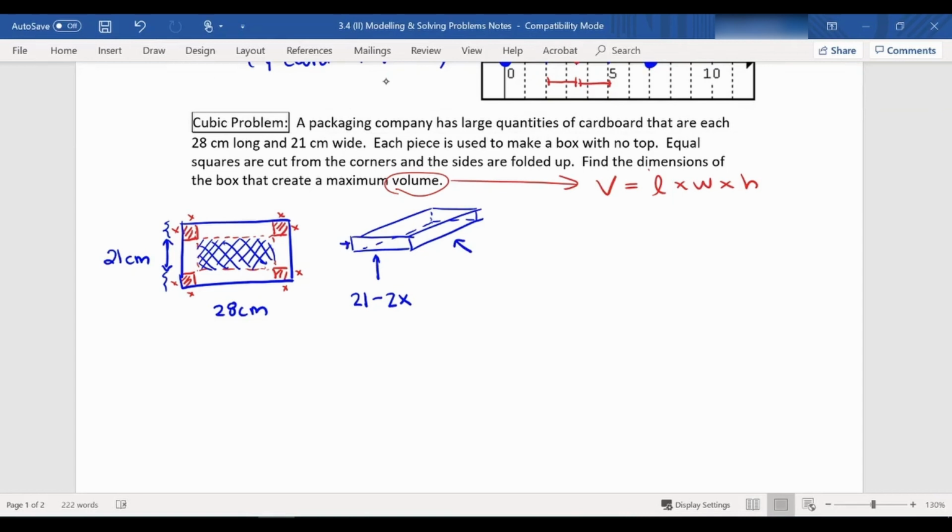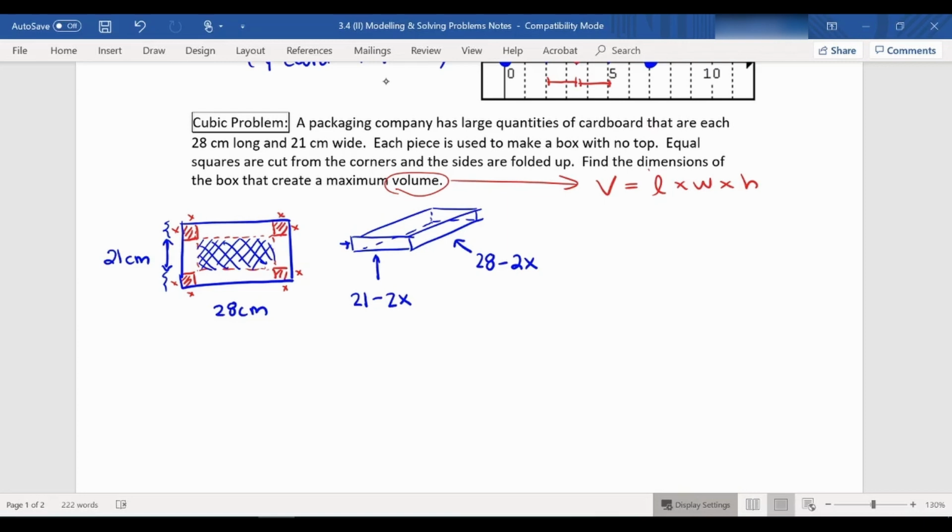The new length, well, I started with a length of 28 centimeters. And again, I'm cutting off 2 squares. So this means my new length will be 28 minus 2 times whatever x is. Now the question is, how tall is this box going to be?